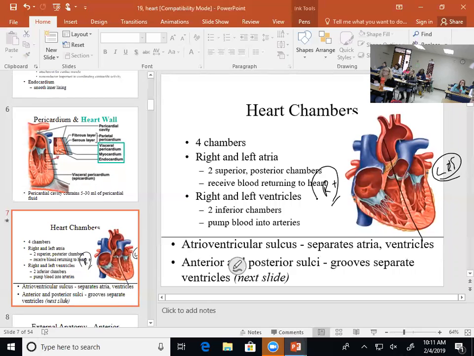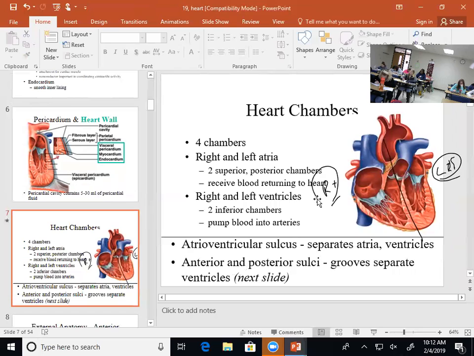Fair enough? Well, here's what you've got to be thinking about. The right pump, which includes the right atrium and the right ventricle, is sending blood to your lungs. So the right pump is called the pulmonary pump, because pulmonary means what?